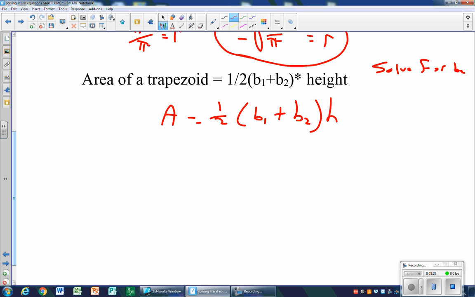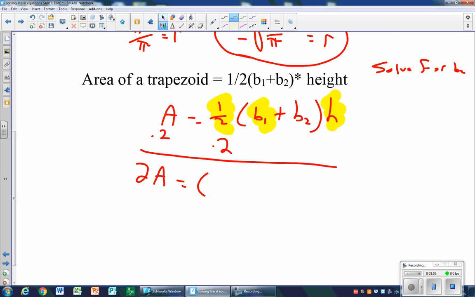We have to get rid of some things here. What are we trying to get rid of? We are trying to get rid of the half. We're trying to get rid of the b1 and the h. So we can get rid of the half first. We can get rid of the h first. Let's get rid of the 1/2 first. Multiply by 2. Why didn't I associate, commute, and associate and get rid of it all at once? Because we don't want to have a fraction inside of a fraction. 2A equals b1 plus b2 times the h.